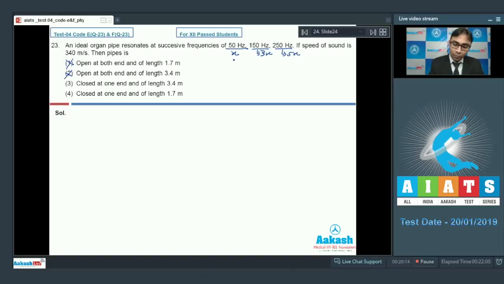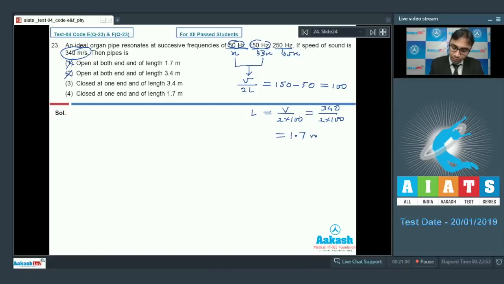And we know that the difference between two successive resonance frequencies of any closed organ pipe will always be equal to V by 2L. And what is the difference? It is 150 minus 50, so we can write 150 minus 50 will be equal to V by 2L. We have to calculate the length, so length will be equal to V by 2 into 100. The velocity of the wave is 340, so 340 divided by 2 into 100. So you will get 1.7 meter. So my option number 4 will be the correct choice.